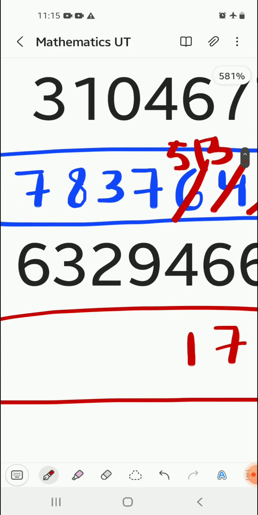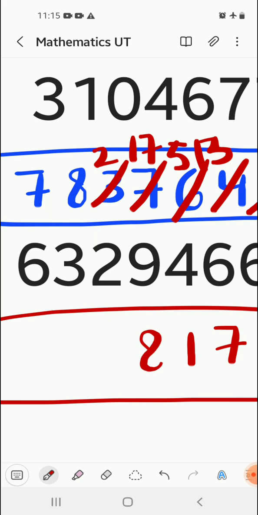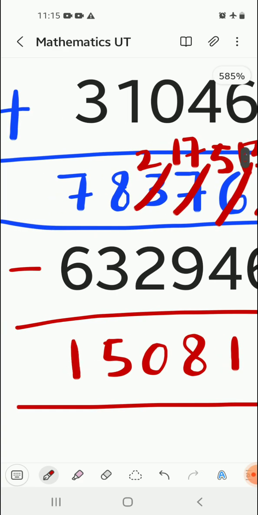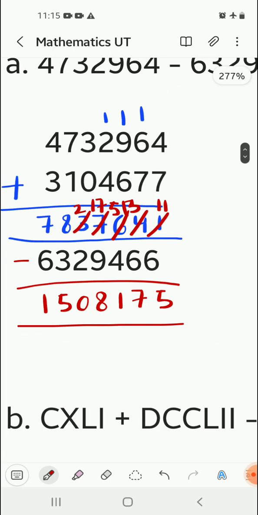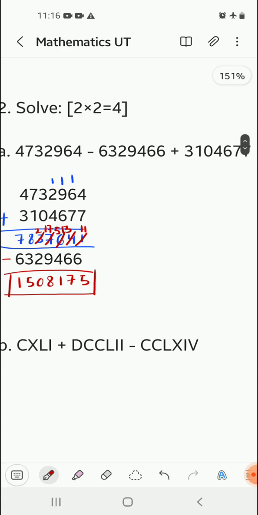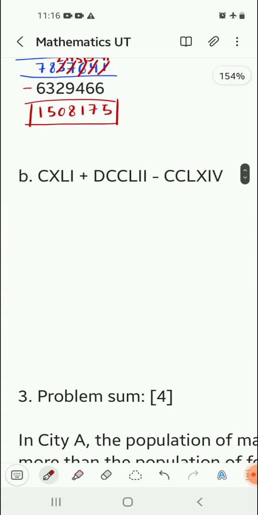Again, not possible to subtract 9 from 7, so carry, make it 17. So 17 minus 9 is 8. Again, 2 minus 2 is 0. 8 minus 3 is 5. 7 minus 6 is 1. So our answer will be 1508175. Moving on to the next question.